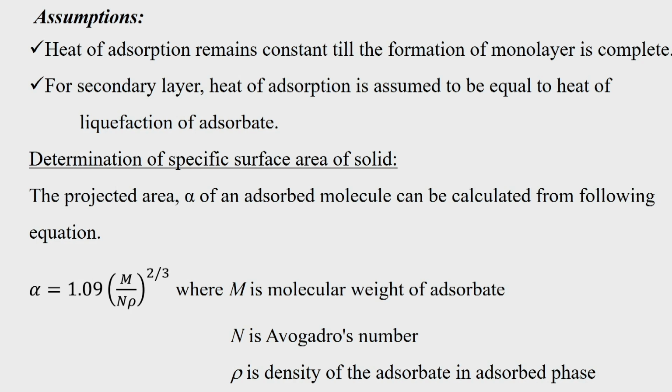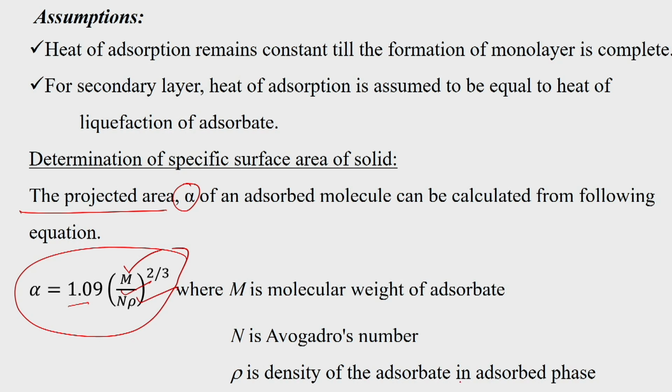Now, we will be determining the specific surface area of the solid for this BET adsorption. Okay. The projected area alpha of an adsorbent molecule can be calculated using this equation: alpha equal to 1.09 into M by N into rho to the power 2/3, where M is the molecular weight, N is the Avogadro number, rho is the density of the adsorbate. And then we will get the specific surface area.